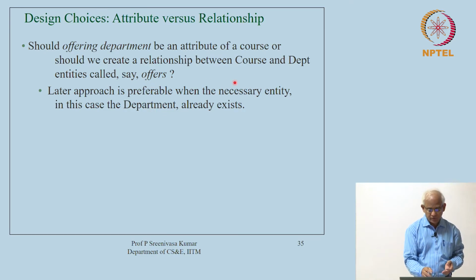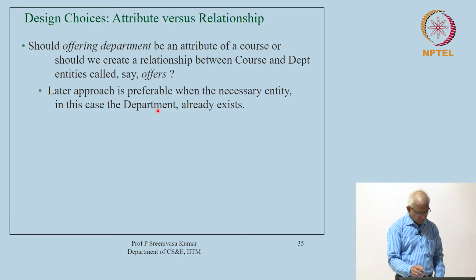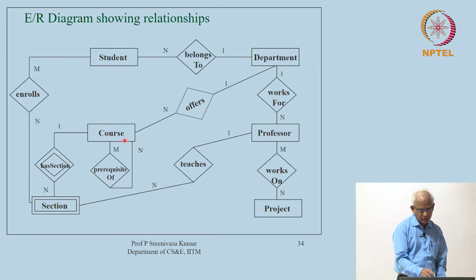So it is preferable if, for example in this case, department exists as another independent entity. So in this case it makes sense for us to create that relationship like offers, rather than making offering department an attribute of course. Instead we can show the association between course and department through a relationship. If it is some other information which cannot naturally get linked up with any of these existing entities, then you choose the option of modeling it as an attribute.